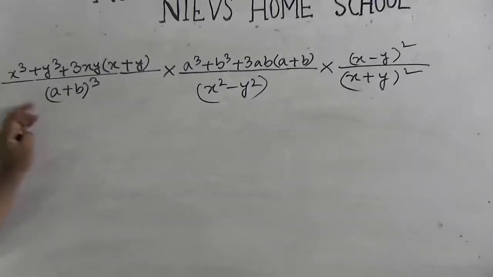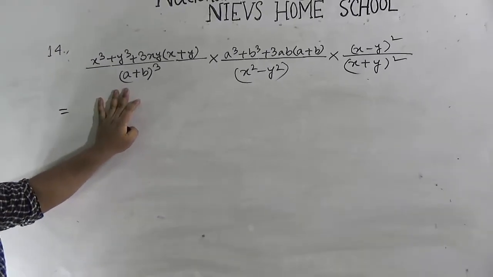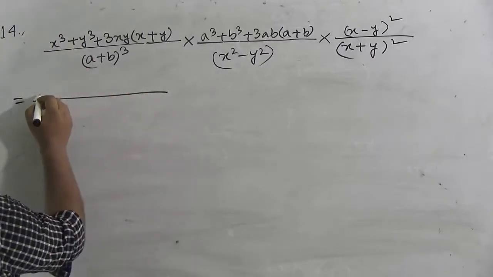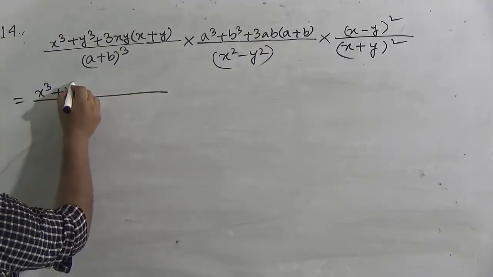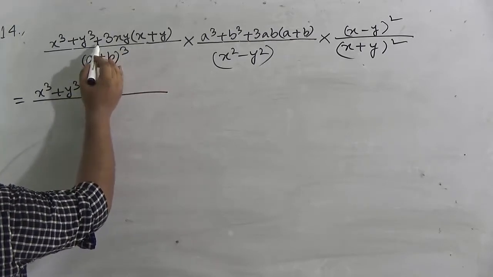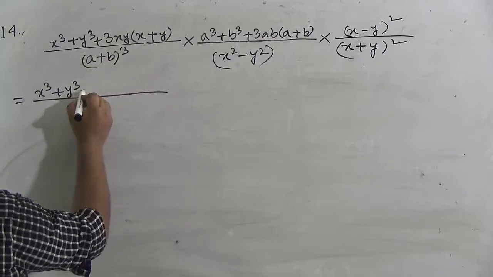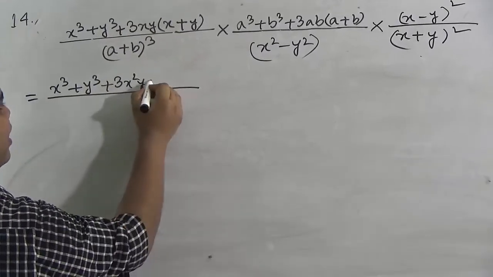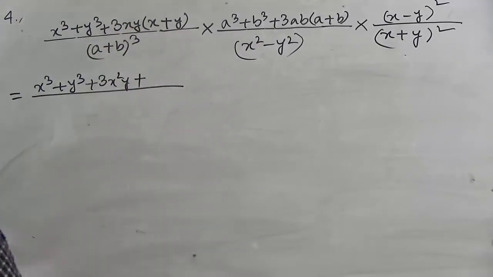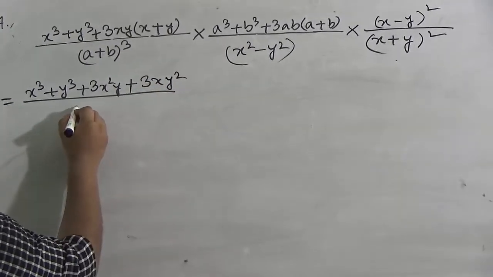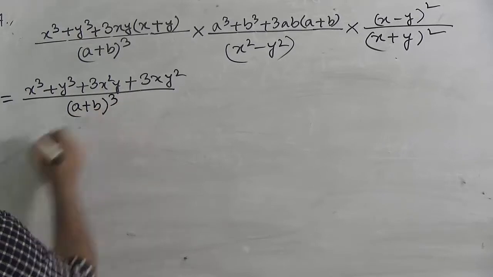As usual, at first we resolve into factors the numerators and denominators of each fraction. So first of all, the numerator can be written as x³ + y³. Then we multiply 3xy with (x + y). If we multiply +3xy with x, we get 3x²y, and multiplying 3xy with y gives 3xy², divided by (a + b)³.